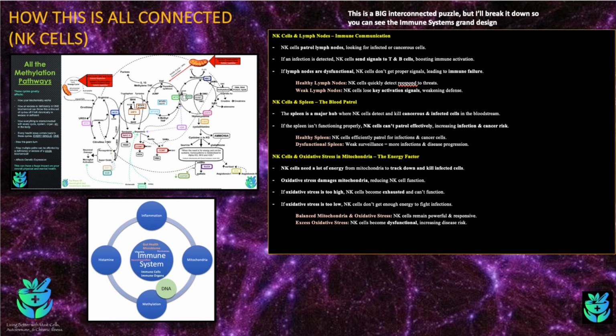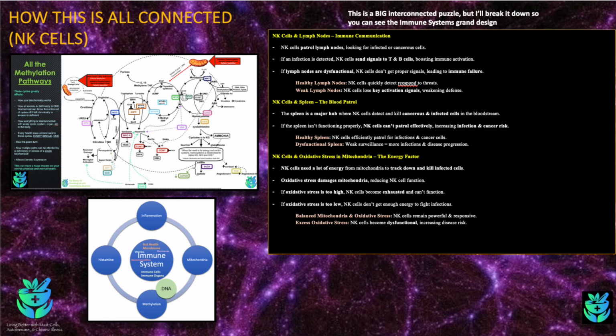Natural killer cells and the spleen, the blood patrol. The spleen is a major hub where natural killer cells detect and kill cancerous and infected cells in the bloodstream. If the spleen isn't functioning properly, natural killer cells can't patrol effectively, increasing infection and cancer risk.